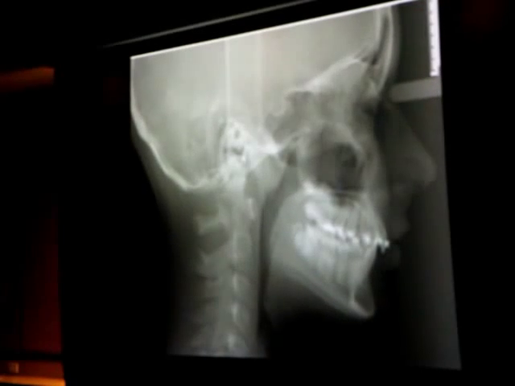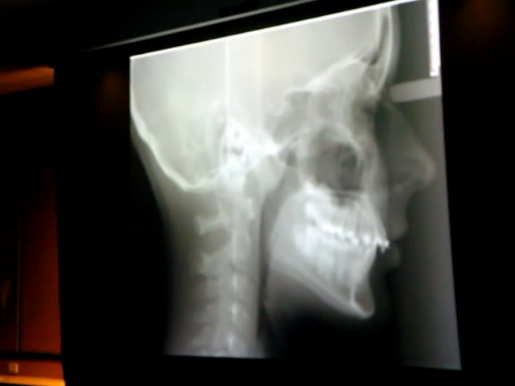So can you control it? You can use a device like this called the headgear, different ways of applying forces to it. And this is her without any lower appliances. And I think you can see that there has been a change in the overjet. Now, I did have upper braces on, so some of that, granted, was tooth movement.